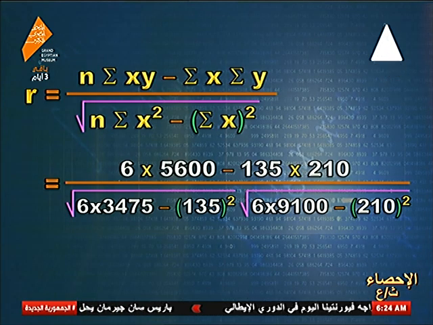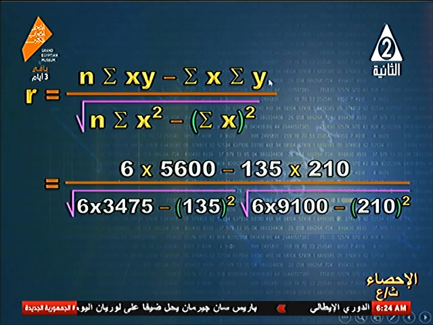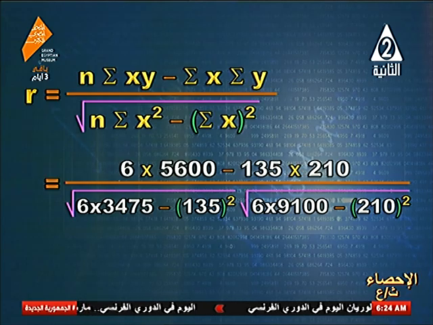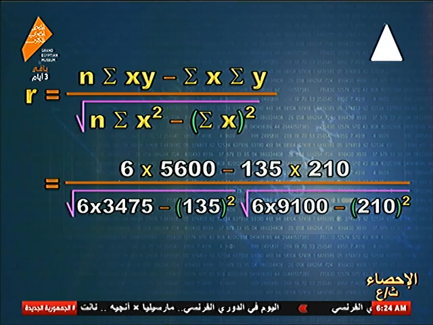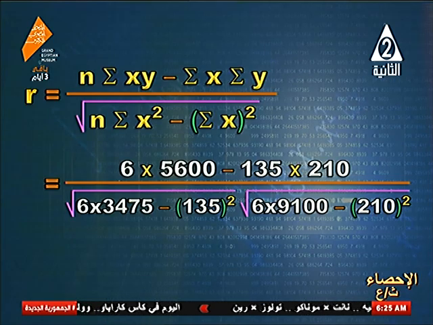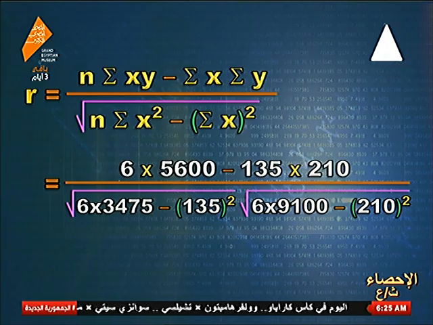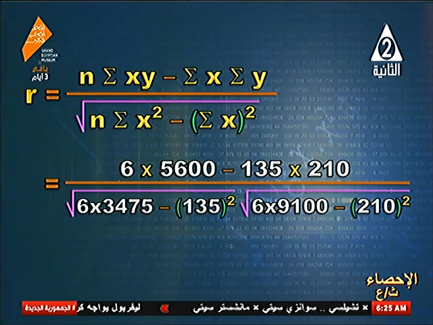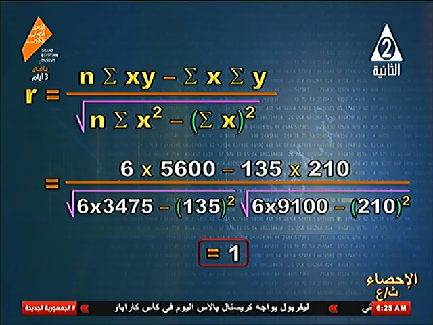In this case, my dear student, if we want r, what is r? r means the correlation coefficient of Pearson. r equals n sum xy minus sum x sum y over the square root of n sum x square minus sum x all power 2, multiply the square root of n sum y square minus sum y all power 2. By substitution, it equals 1.